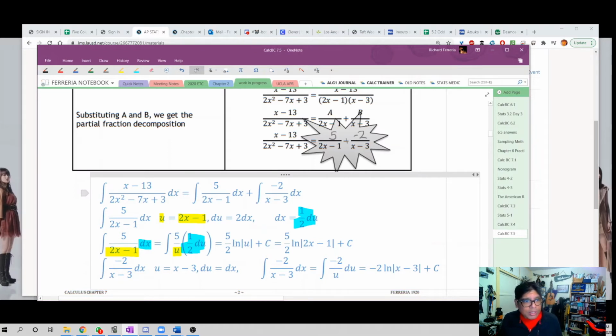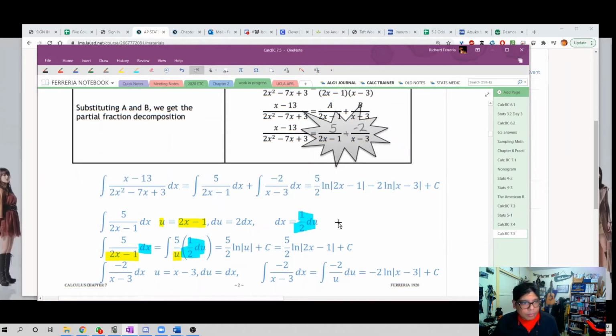So let's put it all together over here. We can see that the antiderivative of the first partial fraction is 5/2 natural log of 2x minus 1. That's from here. The antiderivative of the second partial fraction is minus 2 natural log of x minus 3. We can do some further simplification here, so let's take a look at that simplification.